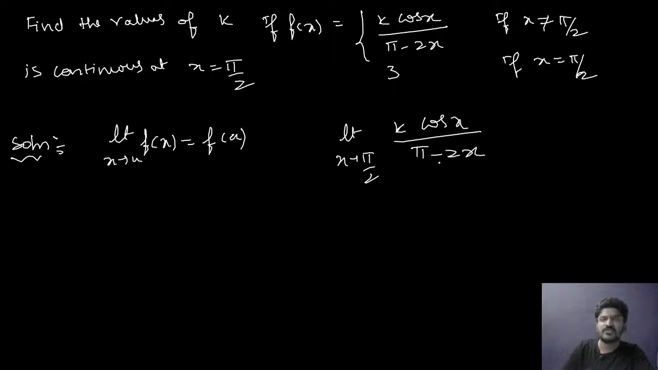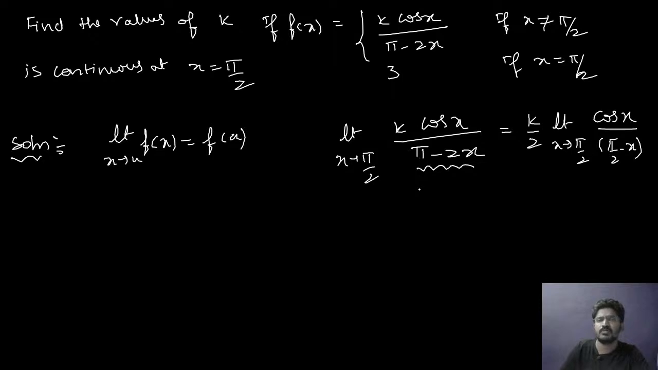Clear? So to simplify this term, in the denominator I will take 2 as common. If I take 2 common, here you have k, so write k by 2 outside, limit extending to pi by 2. What is the remaining term? Here cos x divided by what? If I take 2 common from this term, it will be pi by 2 minus x. In the numerator you have cos x, so no problem. So k by 2 limit extending to pi by 2 cos x divided by pi by 2 minus x.